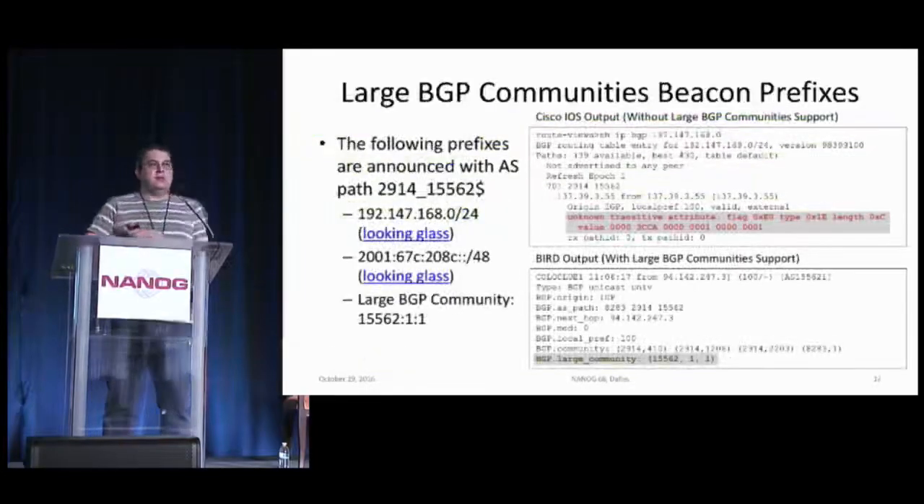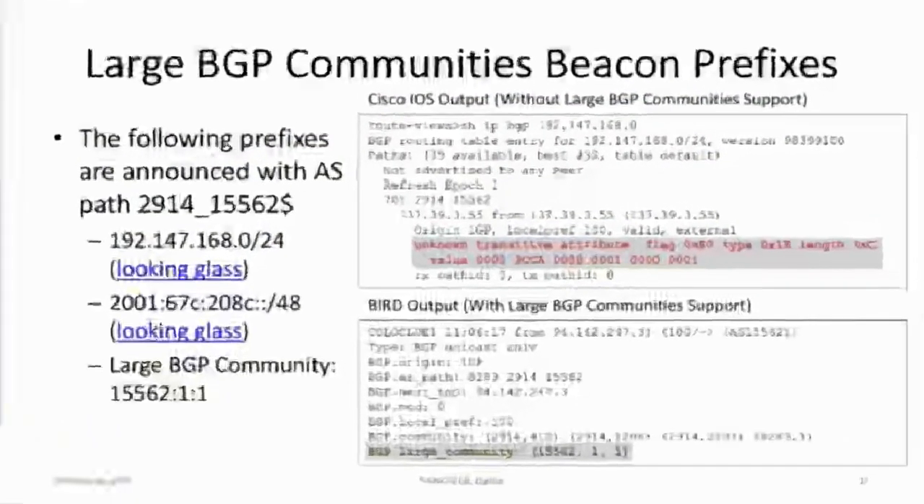Beacon prefixes. I originally was just going to talk about the beacon prefixes on this slide, but it could also be entitled "Along Came Another Problem." Initially, the story here is that Job announced his two homeland prefixes on the internet with large BGP communities. So this was all great. He has a v4 prefix and a v6 prefix.